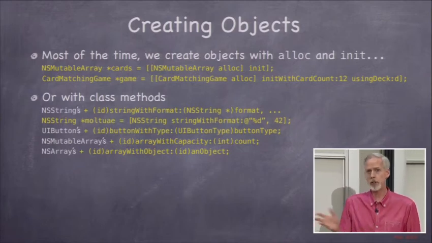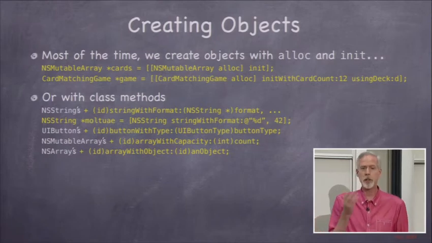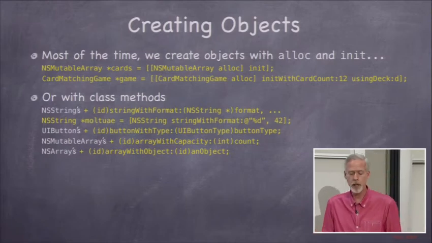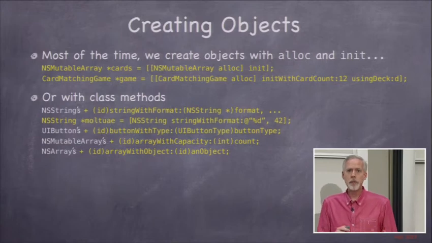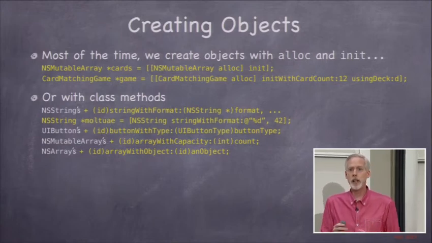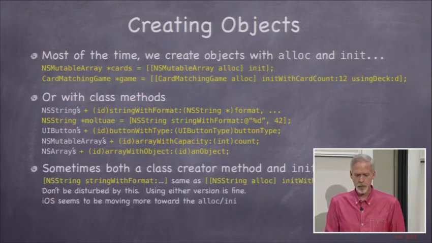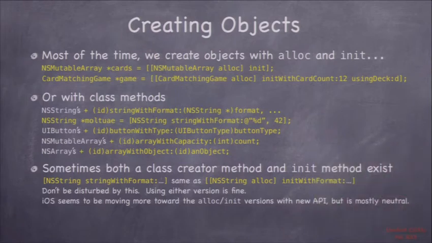Remember, we did NSString stringWithFormat, and that's a class method, right? Because it's open square bracket, name of a class, and then class method. So that's kind of two different ways you've seen already to create objects. Sometimes for some methods, there's both an init and a class method. So stringWithFormat is an example of that. There's alloc initWithFormat, and there's NSString stringWithFormat. They do exactly the same thing. Both of them are there for kind of historical reasons.